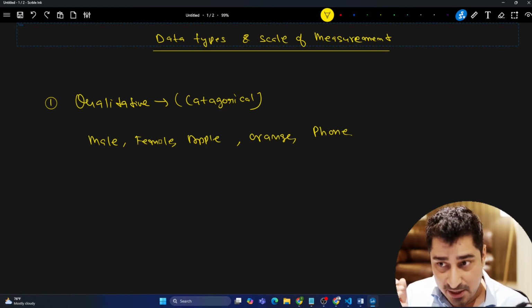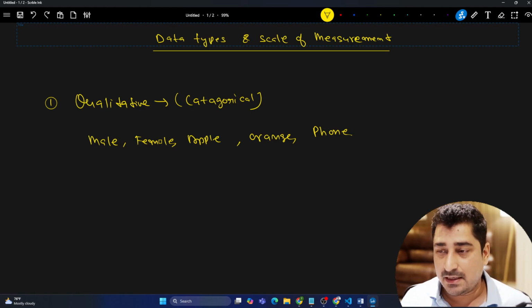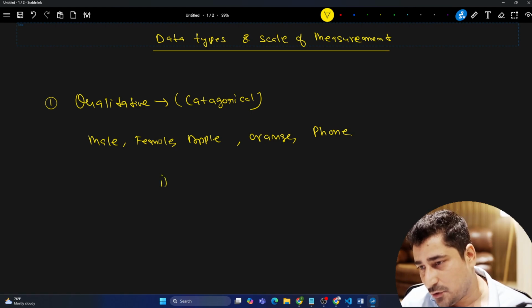In what categories can we subdivide it? We can subdivide it into two separate categories. Again, from qualitative itself, we can subdivide it into two categories.